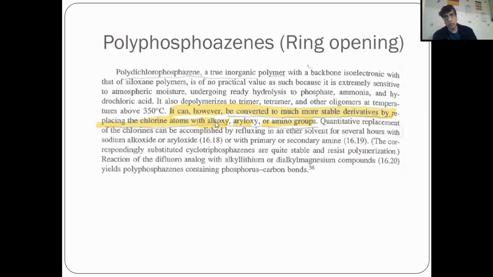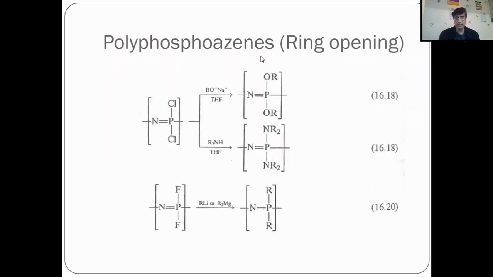Alkoxy group means RO, or aryloxy group, like a benzene ring with O, or amino group. This is the way we can get all these stable products. So now look at this one. This is your polyphosphazine. If you react this polyphosphazine with sodium alkoxide, this R can be a methyl group or an ethyl group, depending on what the question asks. If the question is representing methyl, you have to put methyl here; R will not be acceptable.